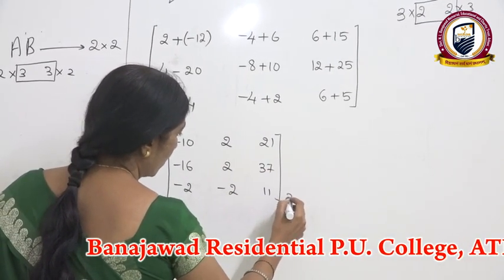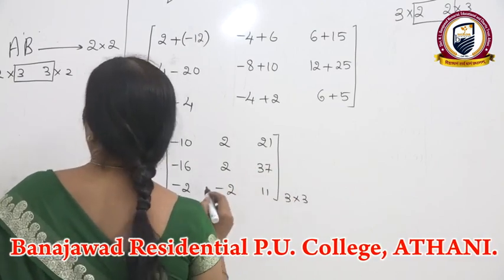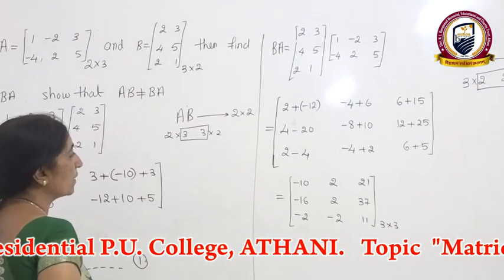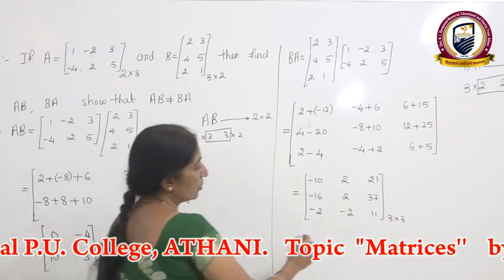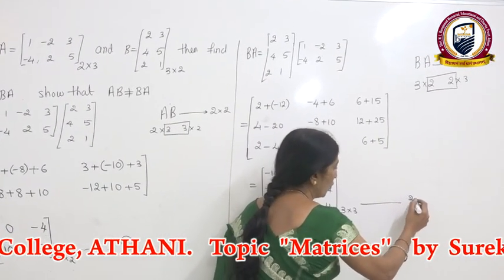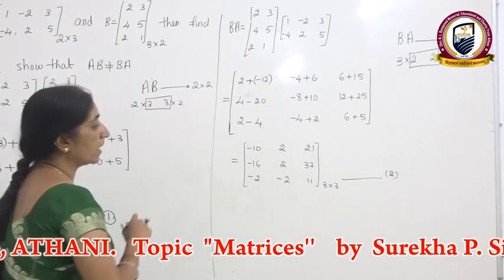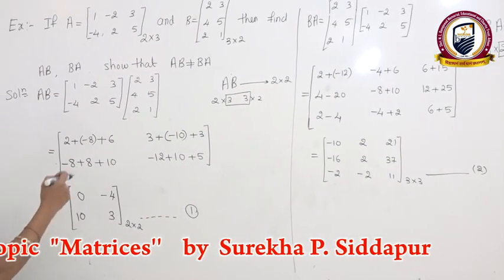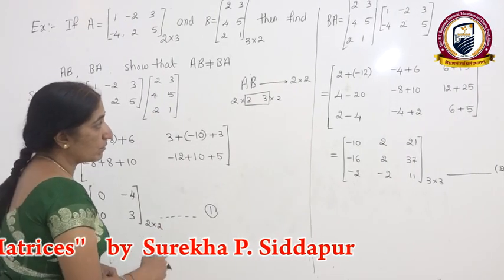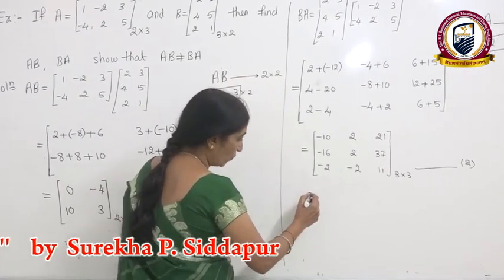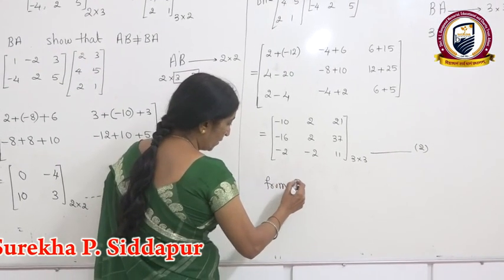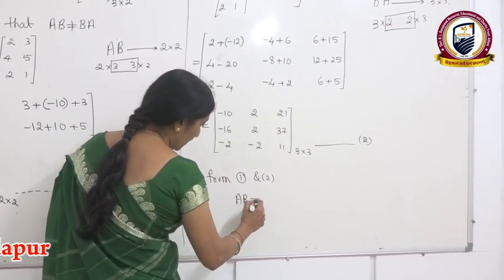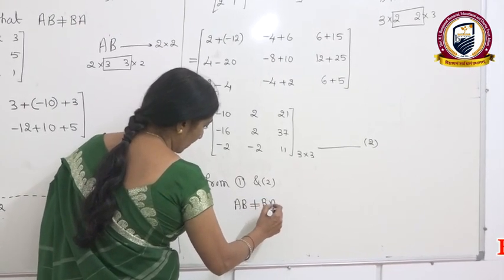See, this is of order 3 by 3. And they are asking to show that AB is not equal to BA. When you compare equation 1 and 2, what are you observing? First of all, their orders are different. If their orders are different, it is not necessary to compare; you cannot compare the corresponding elements. Then how do we write? We are writing from 1 and 2: AB is not equal to BA.